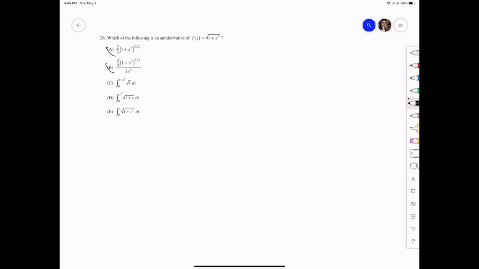Okay, so C would be 1 plus x cubed and then times 3x squared. So it's not C. D would be 1 plus x cubed times 3x squared. So it's not D. And then E would be square root of 1 plus x cubed. So E is the answer.